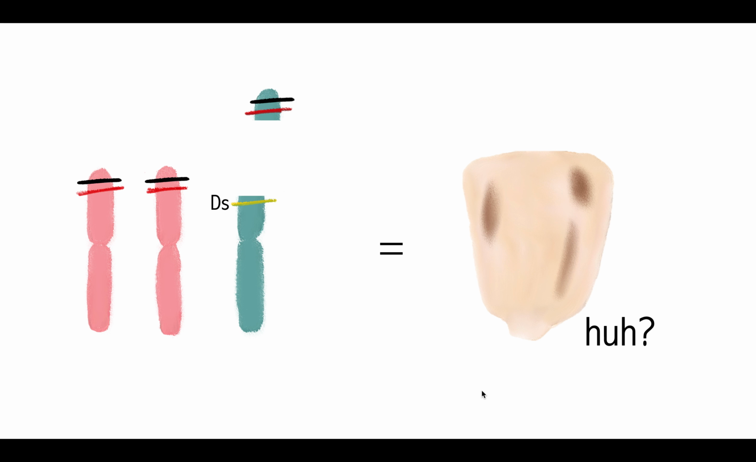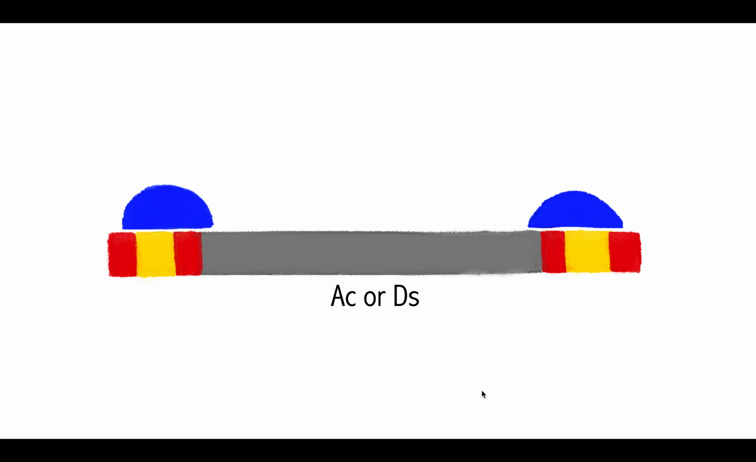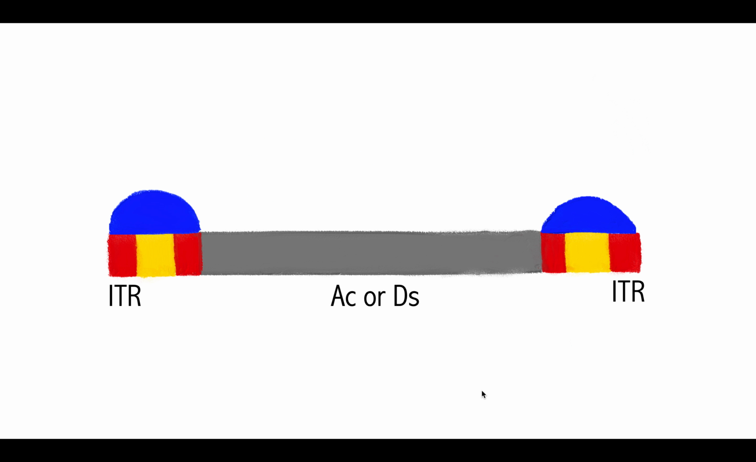In addition, McClintock argued that the breakage in the chromosome took place due to a factor that she called the AC, short for Activator. She found that this segment was a cut-and-paste transposon that encoded a transposase. This then interacted with the inverted terminal repeats of the AC and DS elements, and thus catalyzed the transposition and chromosome breakage that McClintock was observing.